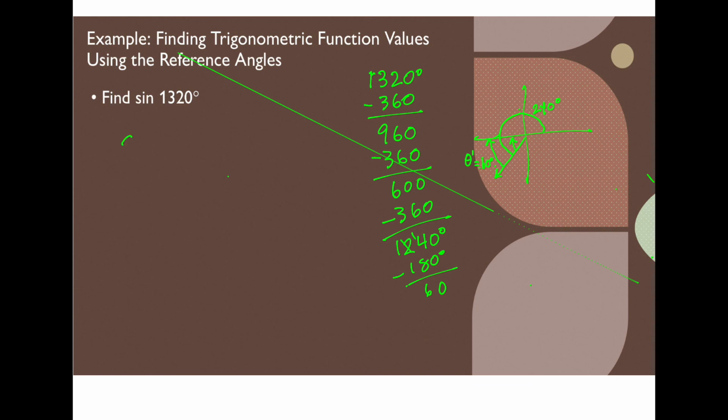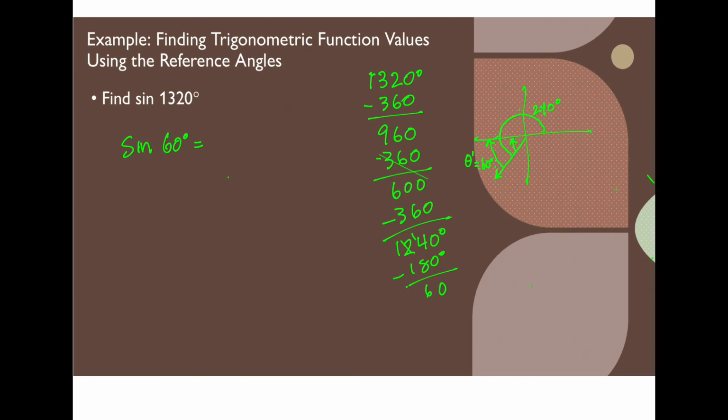Now if I want to find the sine of that, I just want to think about what the sine of 60 degrees would be. Well, we can go back and reference our chart for all of those common ones. This is one of those common ones that we see. The sine of 60 degrees is the y value, and that is square root of 3 over 2.